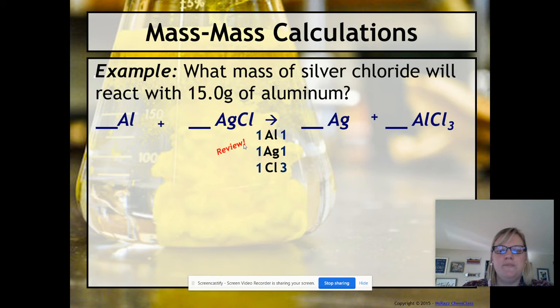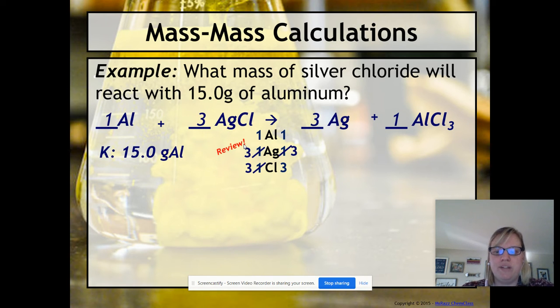So we have to do a little balancing here. We're going to put 3 in front of the silver chloride, and that will change our chlorides to 3 on our reactant side. It also changes our silver to 3 on our reactant side. So then we have to go back and add a 3 in front of our silver on our product side to change that. And now we are balanced. Okay, so now remember, when you're doing this yourself, you do not have to write a 1 as a coefficient. You can assume 1 if you don't have a coefficient.